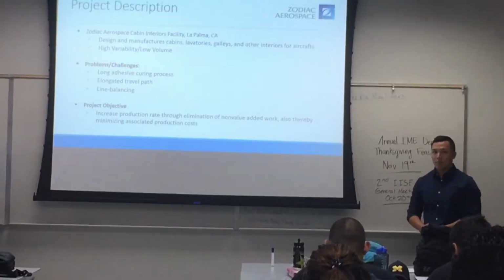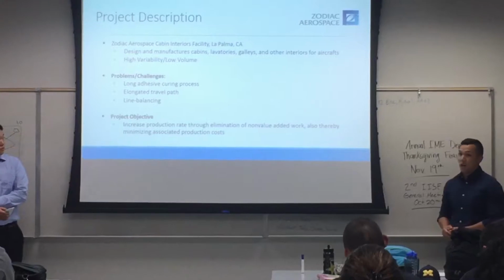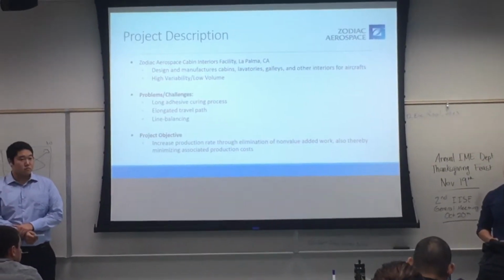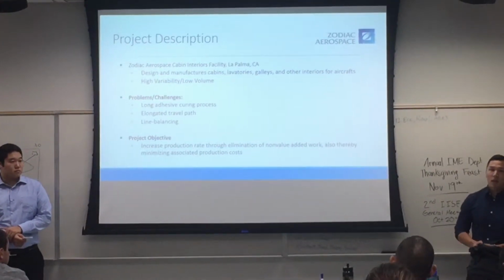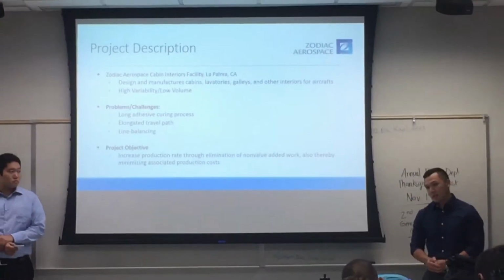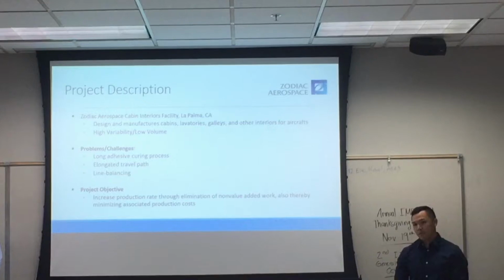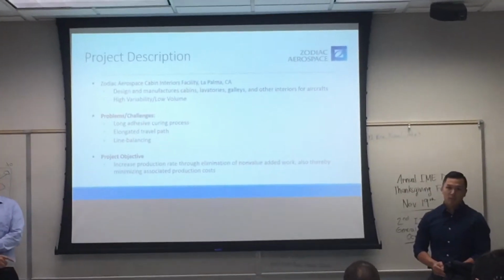In this facility, they produce at a high variability, low volume rate, and the automation is limited. They only have a CNC machine, and they put the emphasis on their labor with technicians and workers. The current problems this facility faces are long curing process times for the adhesives, elongated travel paths, and issues with line balancing.